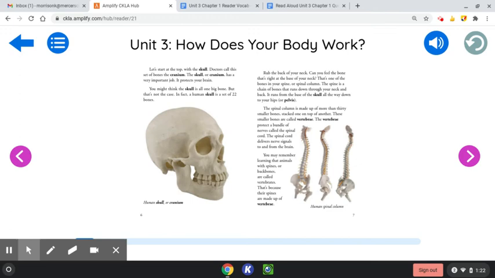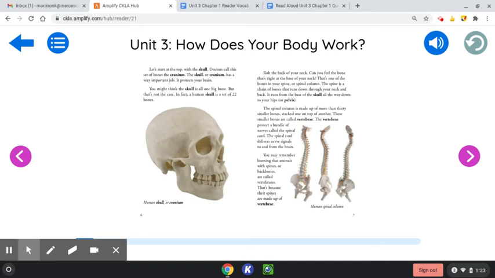Rub the back of your neck. Can you feel the bone that's right at the base of your neck? That's one of the bones in your spine or spinal column. The spine is a chain of bones that runs down through your neck and back. It runs from the base of your skull all the way down to your hips or pelvis. The spinal column is made up of more than 30 small bones stacked one on top of another.